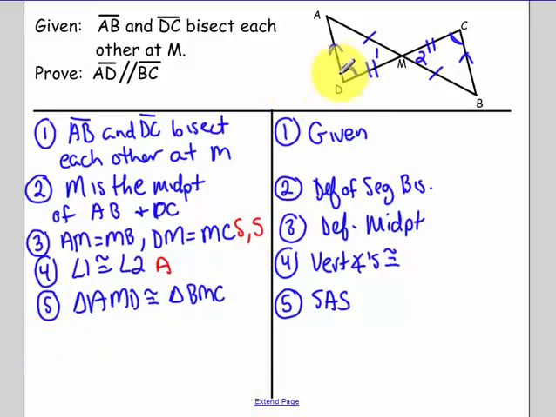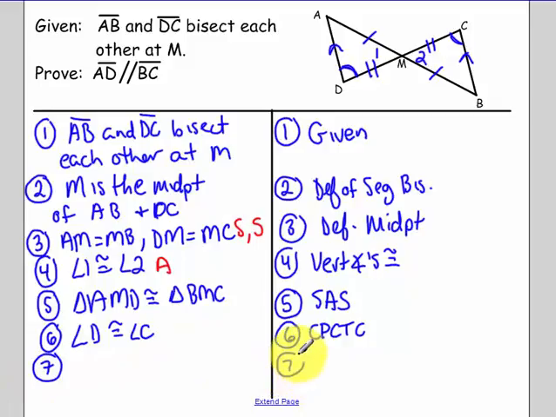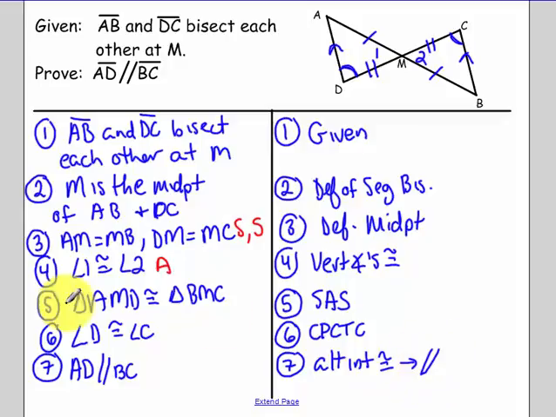Now, pick a pair of alternate interior angles. D and C are alternate interior angles, or you could use A and B. I'm going to use D and C since that's what I marked earlier in the proof. Angle D is congruent to angle C by our corresponding parts of congruent triangles are congruent. Now that I know that, I can say AD is parallel to BC by alternate interior congruent is going to give me parallel lines.